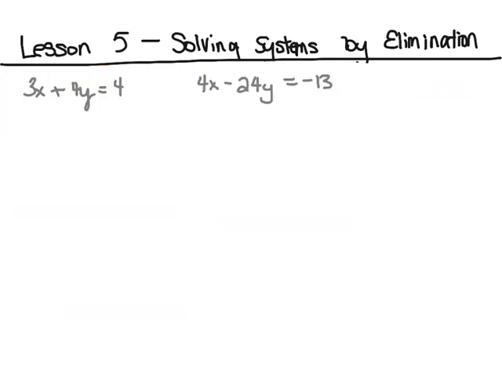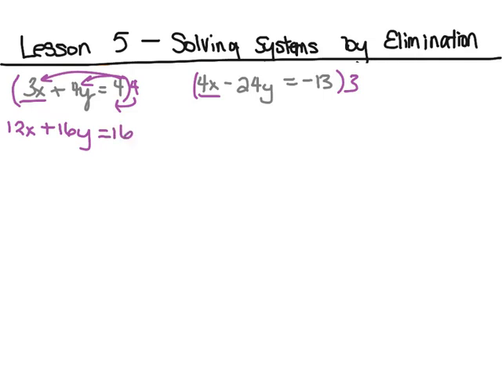In the last equation, we don't have anything the same, so we're going to make the x's the same. So we're going to multiply the first equation by 4 and the second equation by 3. Then we're going to distribute. 4 times 3 is 12x. 4 times 4 is 16y equals 16. 3 times 4 is 12x. 3 times negative 24 is negative 72y. And 3 times negative 13 is equal to negative 39.